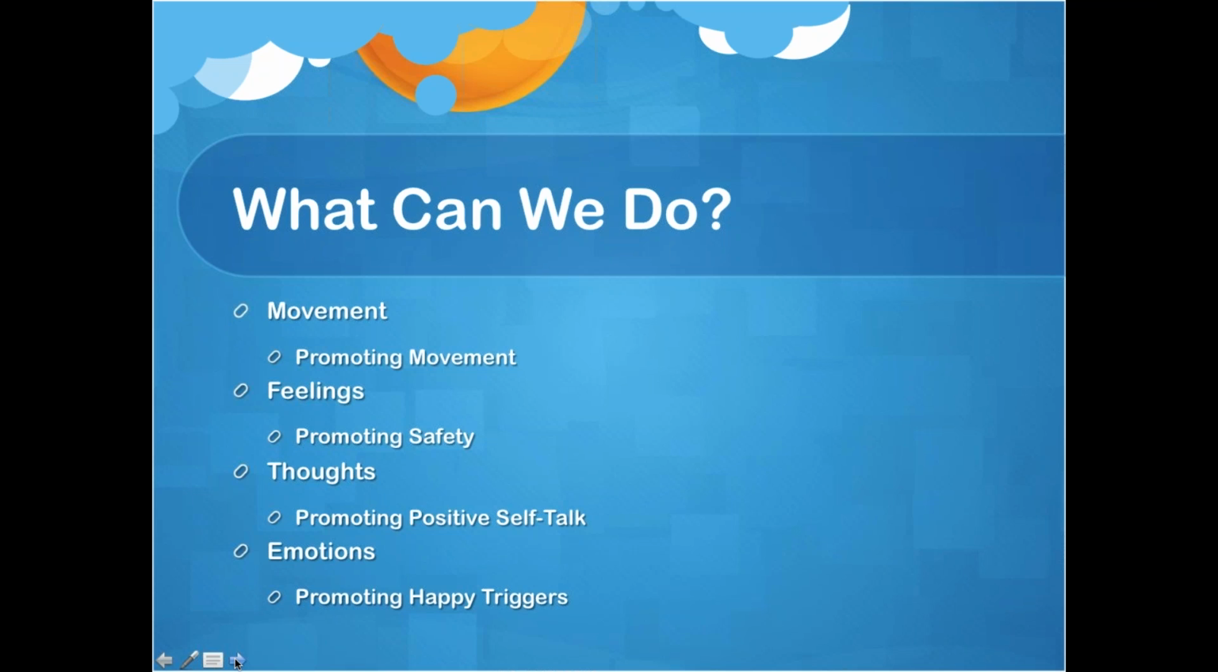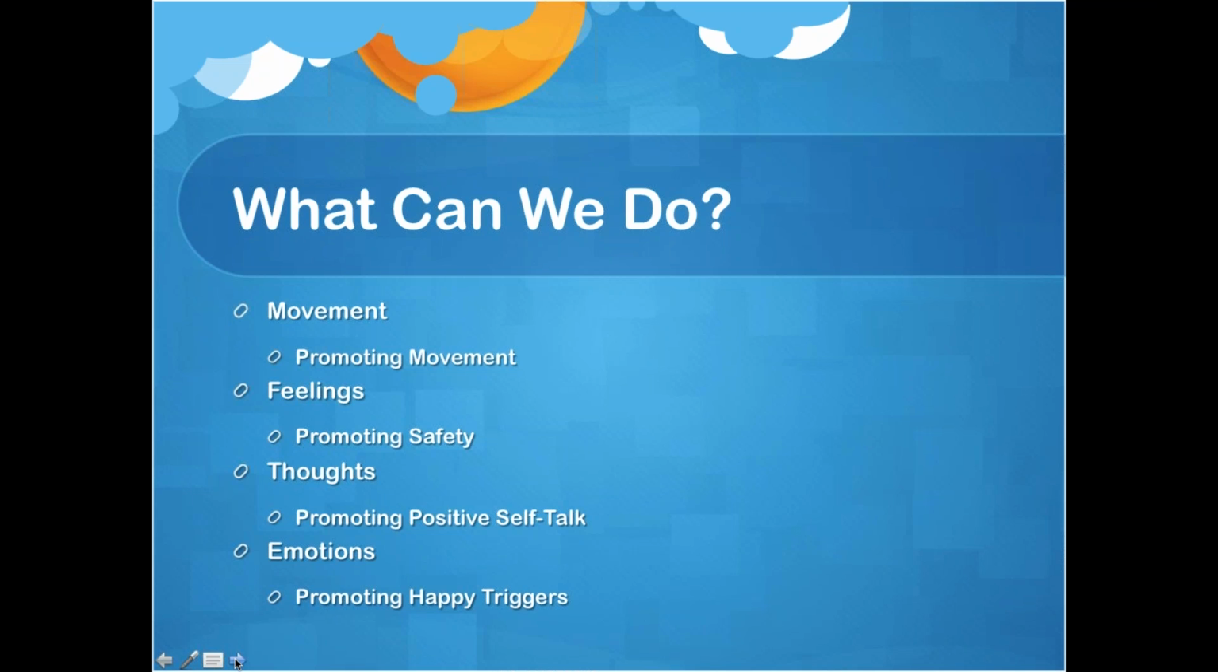So what can we do to promote movement? When we think that we are teaching kids so much stuff that we don't have time for recess, we are doing the kids and ourselves a disservice. Without the movement, the body is not ready to learn, and if the body's not ready to learn, the brain's not going to do it.